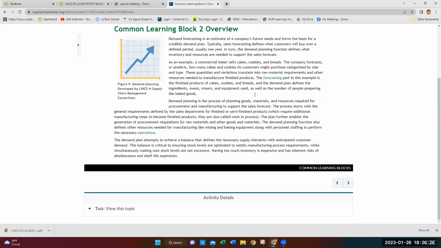So this gives an overview of what they're going to look at, like a commercial baker here that sells and bakes cookies and breads. A company forecasts or predicts how many cakes and cookies the customers might purchase by size and type. So knowing your clientele, you can kind of stay on budget and on track for what you need there.